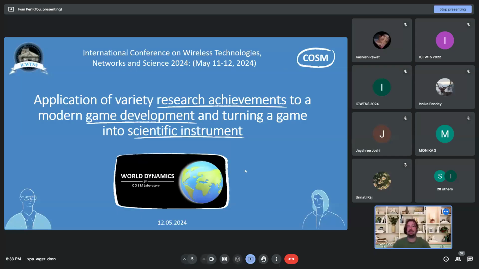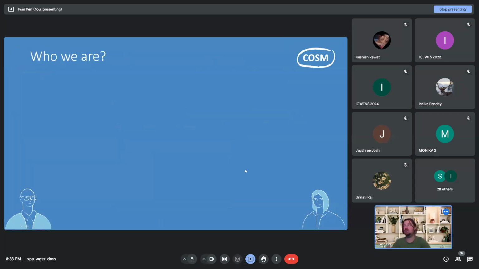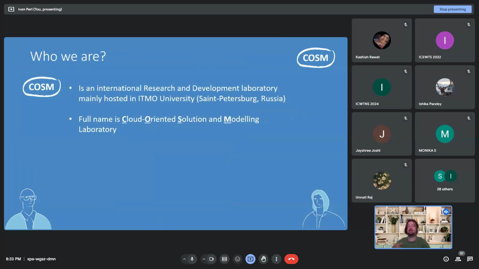So let me start by talking about who we are. As was already shared in the introduction, I'm the head of the laboratory called COSM. It's a big international research lab, and it's a research and development laboratory because we are doing a lot of different things. It stands for cloud-oriented solutions and modeling, but we like the short version.